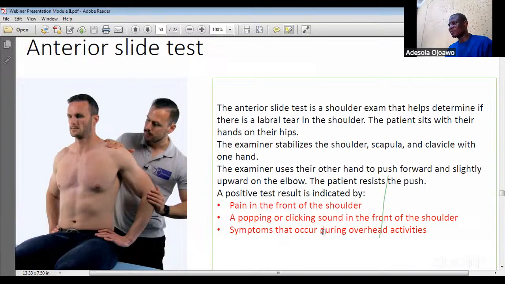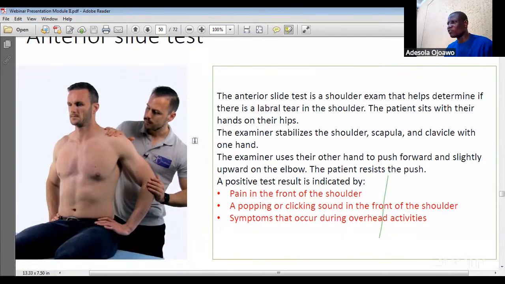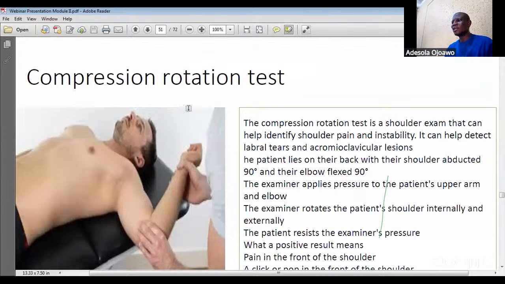Symptoms that occur during overhead activities. So all those ones will indicate that there's a labral tear, especially at the upper part of the shoulder.